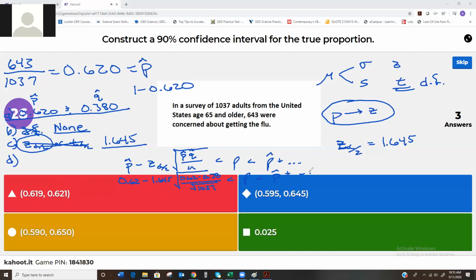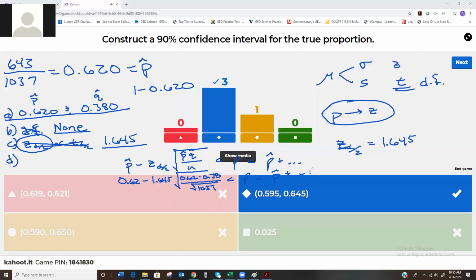On this one, I'd work from the inside out. Oh, and I wrote my problem right here wrong. Okay, so you should have done 0.62. And keep working on this if you ran out of time, it's okay. The longest I can give is 2 minutes. So 0.62 times 0.38, and then divide that by 1037. This is the order I do it in anyway. And then I do the square root of that answer, and then I multiply it by 1.645.